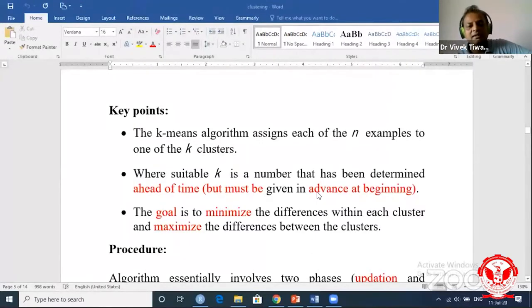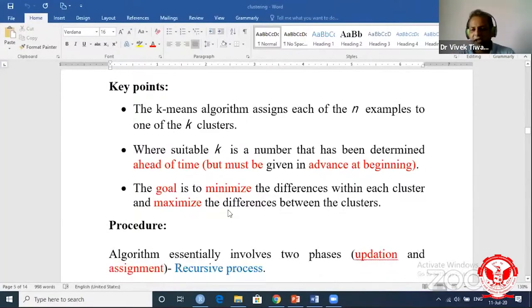But there is another method. Once the clustering process is over, I will also discuss in today's lecture what methods will help you know the optimal value of k. So it is written there: k is the value that has been determined ahead of time. It means later we can decide the ideal value of k, but at the beginning, you have to provide it to the system.